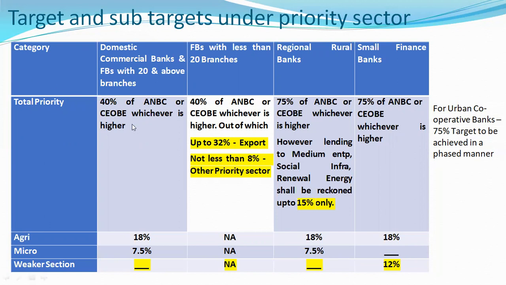Many times questions are asked from here, that what is the target for the domestic commercial banks and foreign banks with 20 and above branches for priority sector lending. There is also, like for agri there is some different percentage, and for micro and weaker section. Okay, so this is the question. Here you have to tell for weaker section.